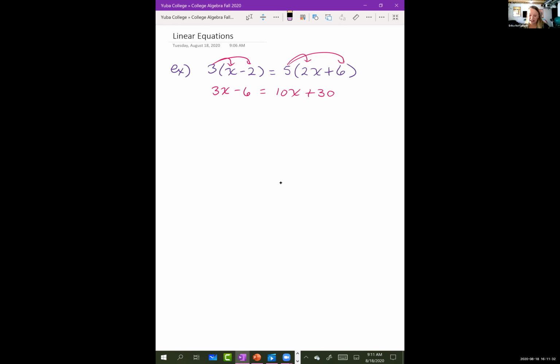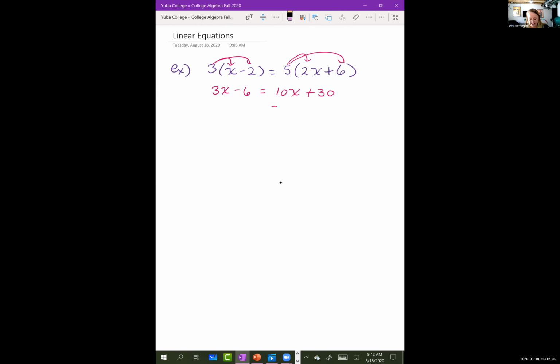Once you distribute, combine like terms on each side. On the left, 3x minus 6, these are not like terms because they don't both have the variable. Same thing on the right-hand side, 10x plus 30, those are not like terms. Notice that it's a linear equation: the highest power of the variable is 1. We solve these differently than other types. You get the variables to one side and constants to the other side.